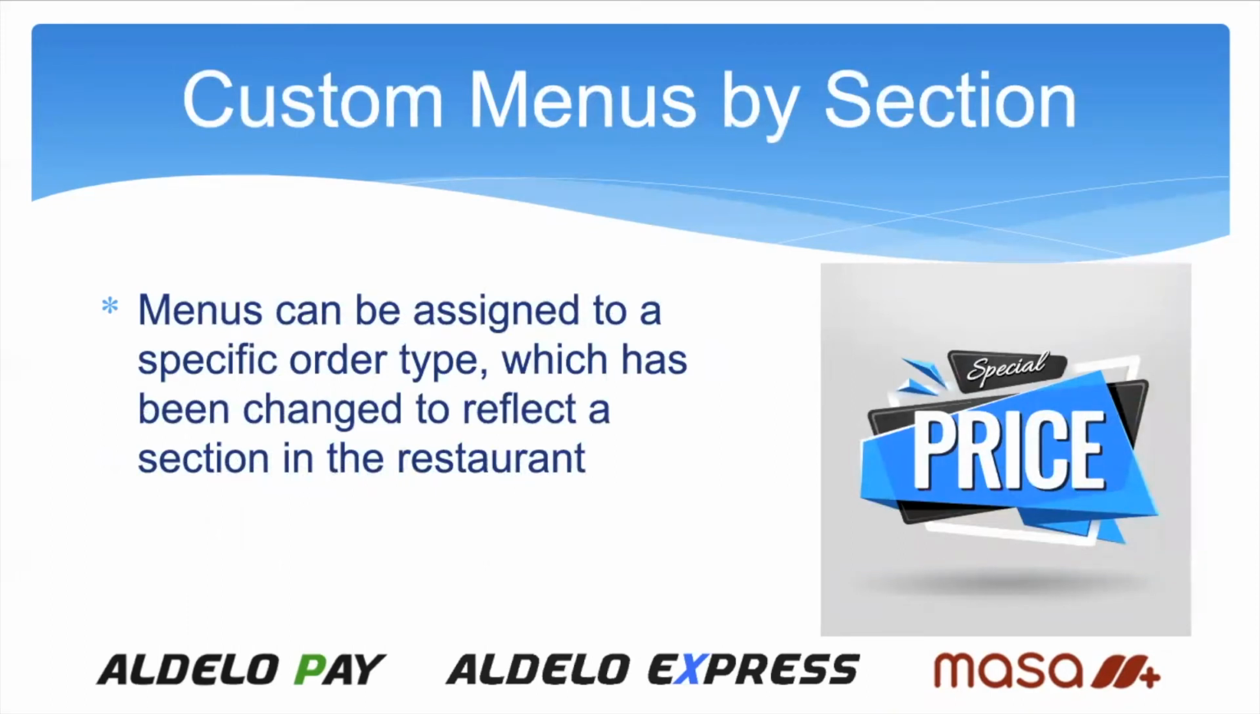Menus can be assigned to a specific order type. Well, then you've changed the name of that order type to be for that section. So now you have a menu that is only going to be for that section. Do you follow me on this? You create a menu that's assigned to only that order type. Then that order type is renamed for the section of the restaurant. So now you have a restaurant menu that's only available in that section. That could be for special items or eliminated items, things that are not available in other parts of the restaurant. Great use for assigning menus to an order type.